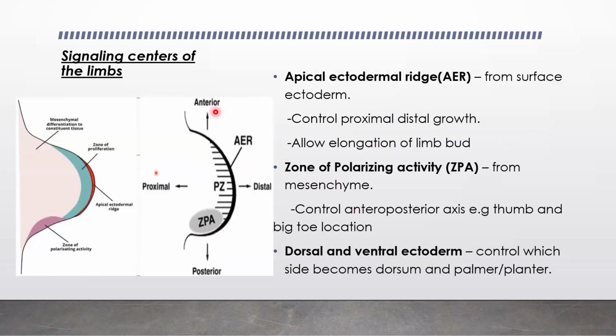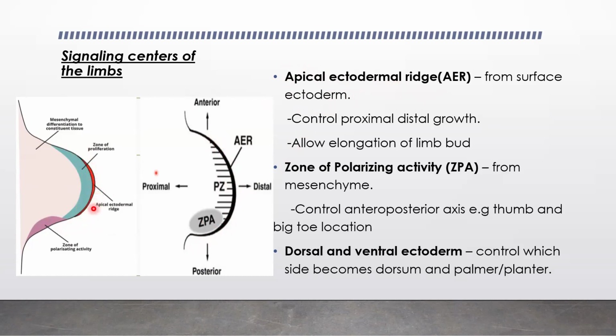For the various signaling centers of the limbs, we usually have four signaling centers. One of them is the apical ectodermal ridge, the AER. So the AER is actually found at the boundary between the dorsal and the ventral point of the limb.